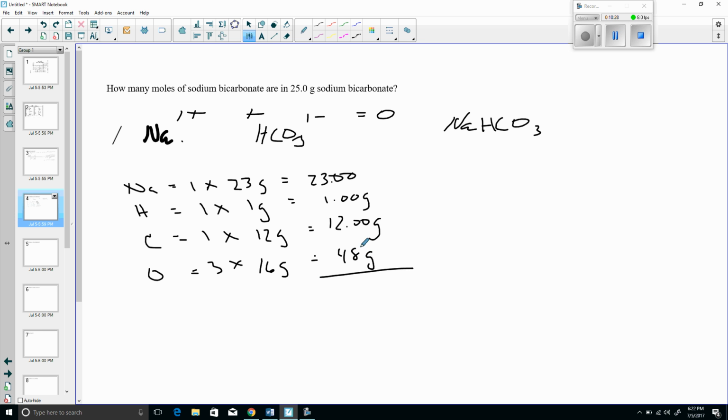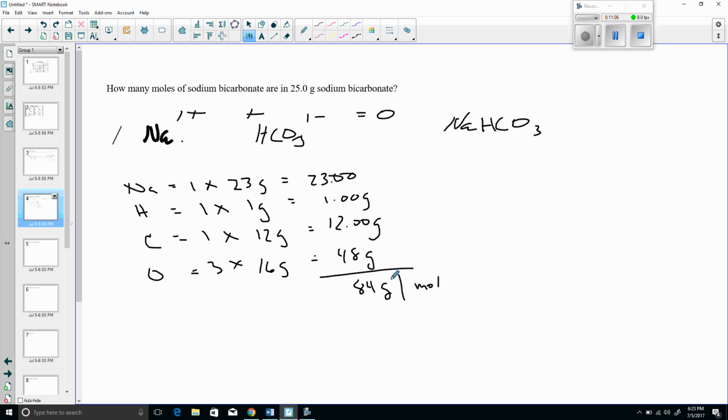And so now we add all that up. We get something like 23, 84 grams. And hopefully that's what you got, because I don't have anyone to check me. I'm just doing this kind of fast. So yeah, that's 16, 61. Yep, 84 grams. That's very good. So now we have 84 grams per mole.